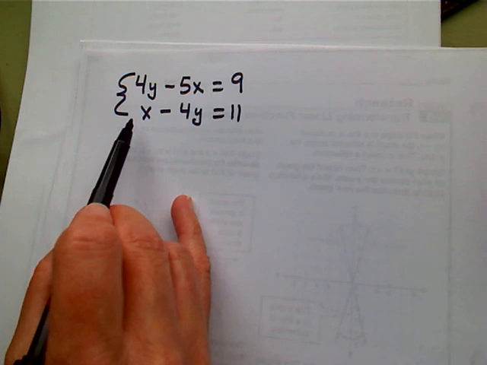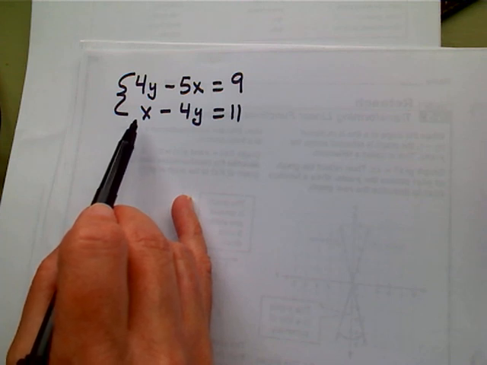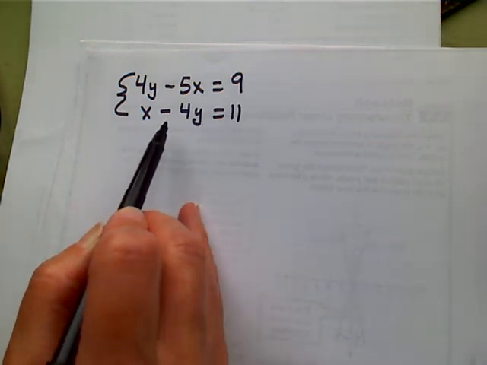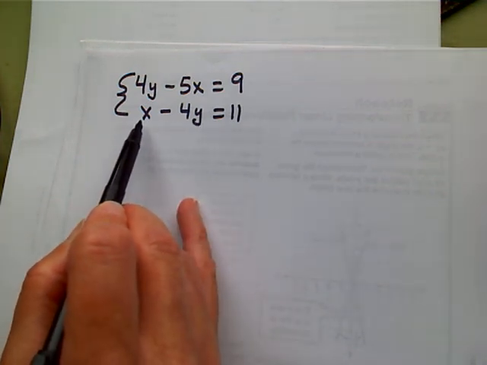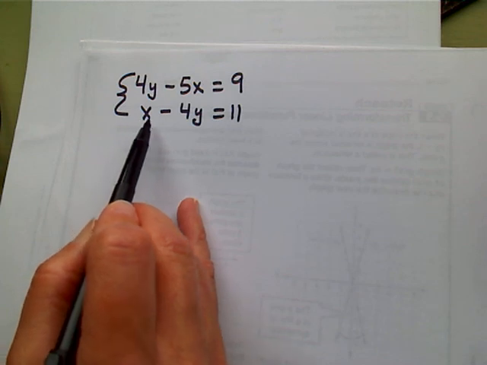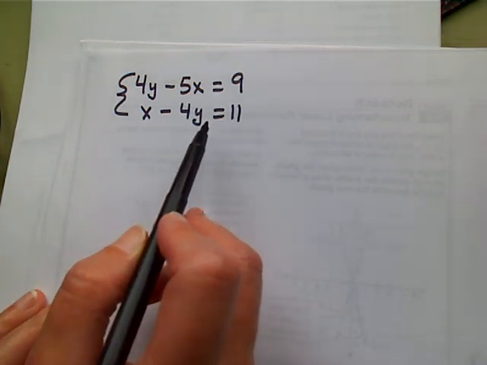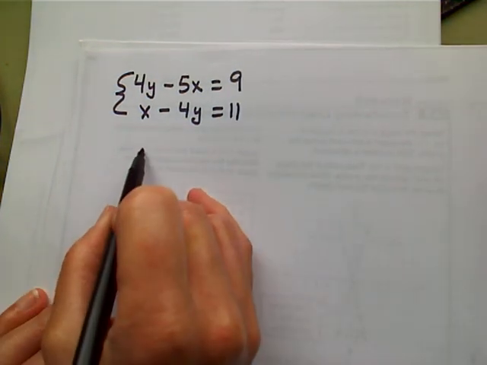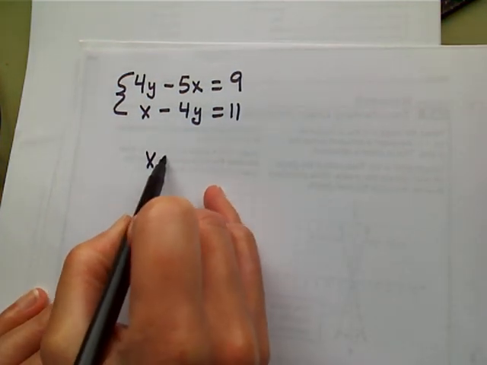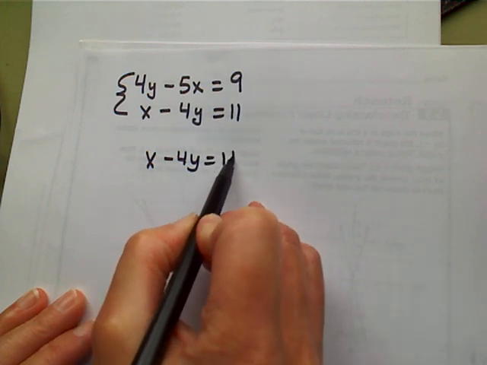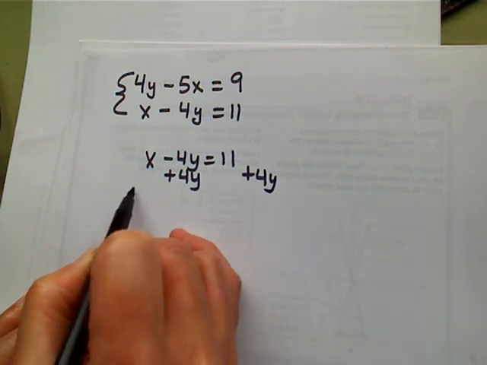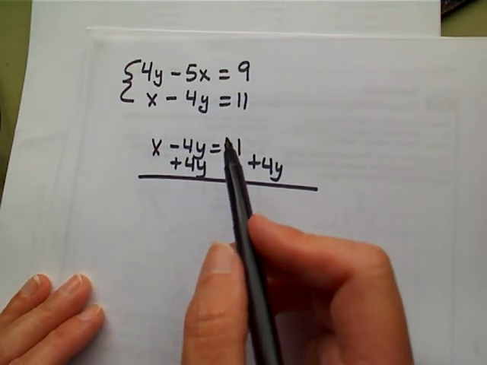Normally we're so used to solving for y all the time, but since I don't have a y equals or an x equals, I'm going to go to the equation that has a variable with a coefficient of 1. So I'm going to use this one here, and I'm just going to move this negative 4y to the other side. So I'm going to do x minus 4y equals 11, and I'm going to add 4y to both sides. Okay? So we know what happens here.